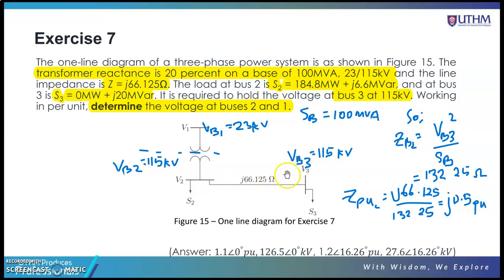So the question is how to determine Z base for the transmission line. We know that Z base equals V base squared divided by S base. V base squared equals 115 kilovolt squared divided by S base equals 100 megavolt ampere. So this is the value of Z base, 132.25 ohms.